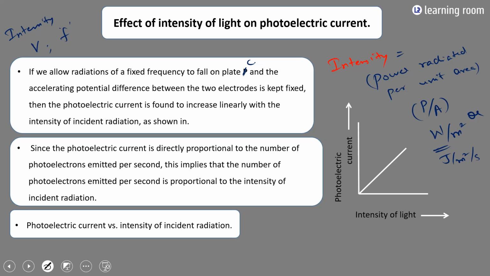Are you able to understand? Because what is photoelectric current? It is the number of electrons emitted per unit second. Right? So photoelectric current, what is happening? It will vary directly in proportion with intensity in a linear path. Means the graph will be a straight line. But here comes an important question.